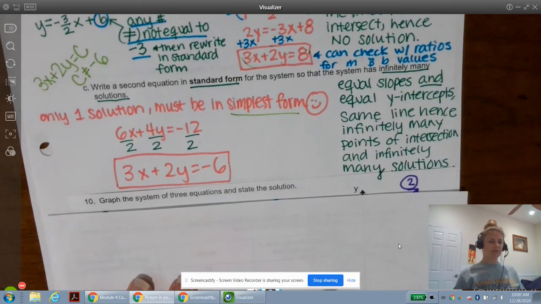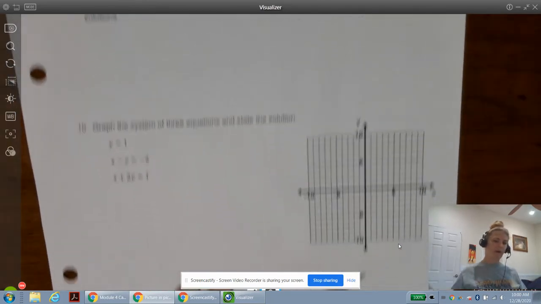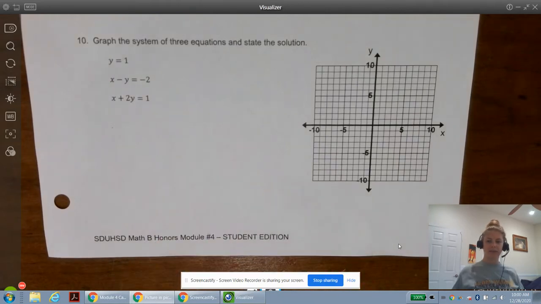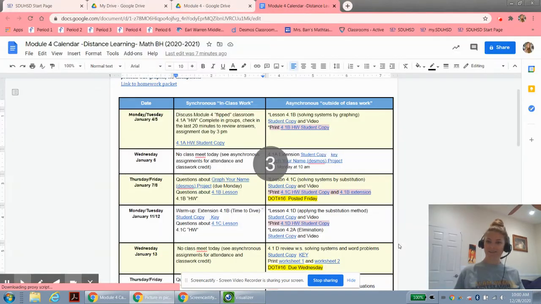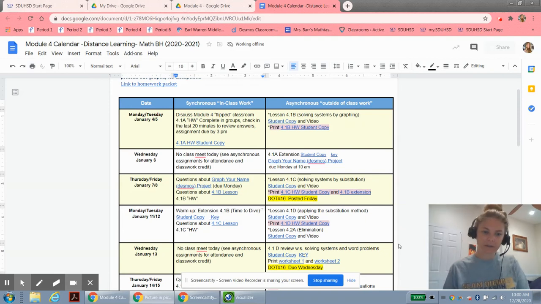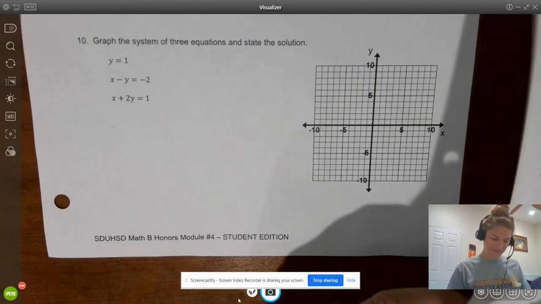Wonderful. Okay, so number 10 asks you to graph the system of 3 equations and state the solution. You're going to graph all 3 of these. You might want to rewrite them in slope-intercept form or graph them in standard form. Be as accurate as possible and make sure to label them. Pause the video and let's see how you do.